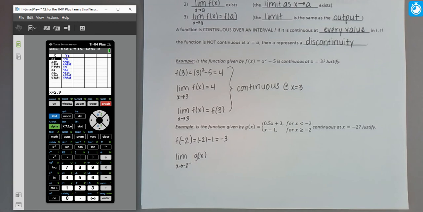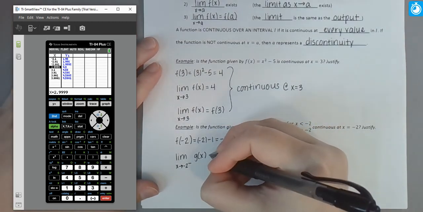So let's look at the table, and you can clear it if you want, or you can just type over things. So we're approaching -2 from the negative side. We're looking at values that are smaller than that, numbers that are more negative. So something like -2.1, -2.01, just a little closer. Oops, delete, enter. -2.001, so on and so forth. It looks like as we get closer and closer to -2, we're getting closer and closer to +2 as a limit.